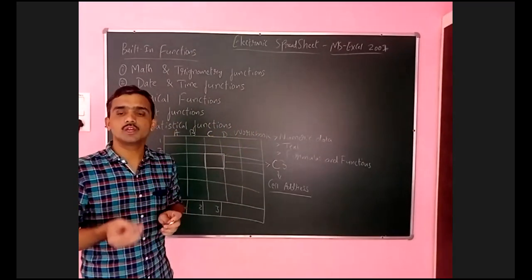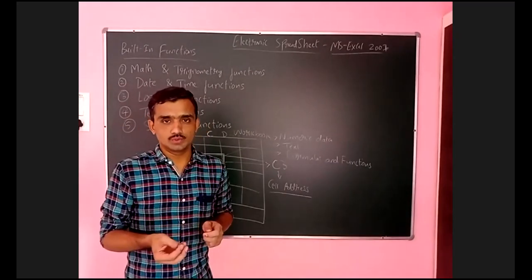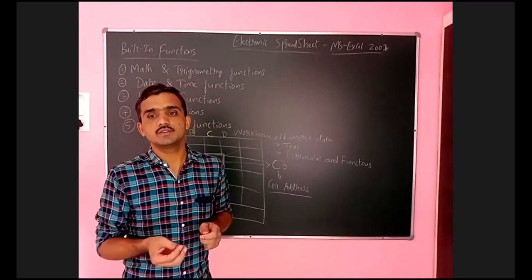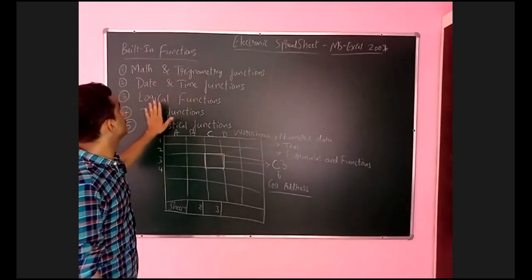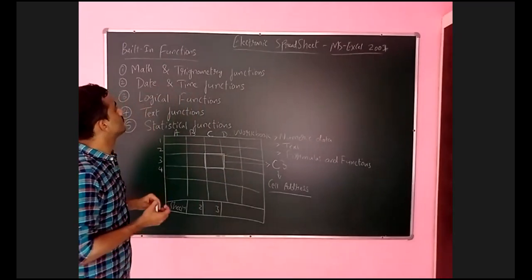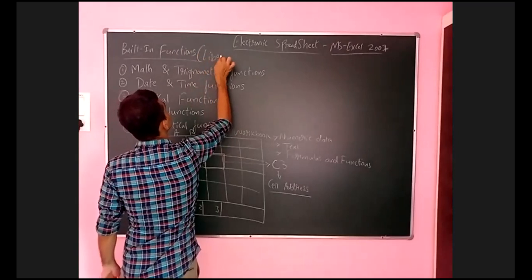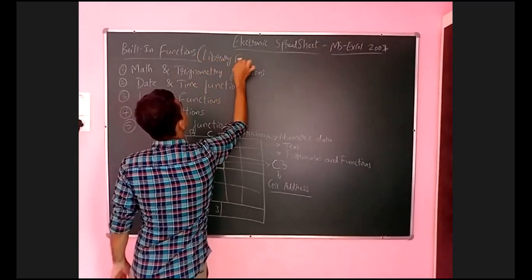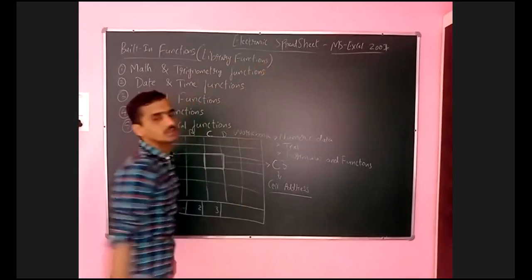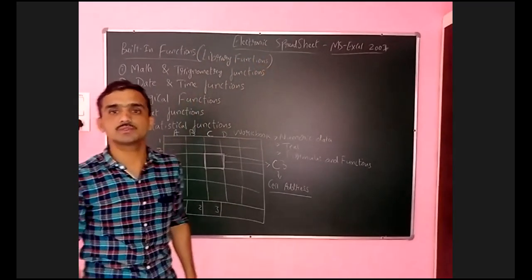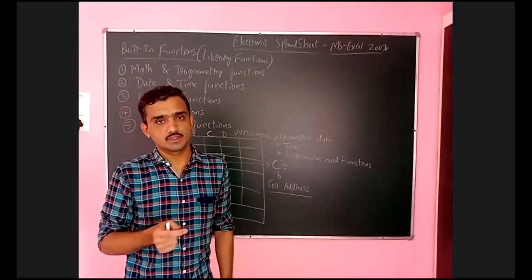Because if you type the data and save the file, it's of no use. If you calculate something, then you will get the applications of MS Excel. These are the functions which we come across in MS Excel software. You can consider these like library functions, called library functions, similar to C++. In C++ also we have library functions, that is built-in functions, and user-defined functions.